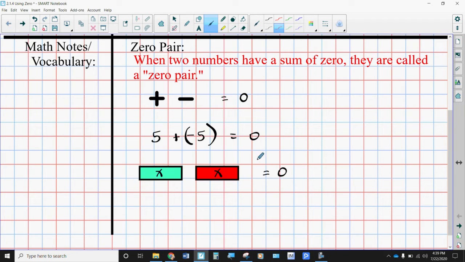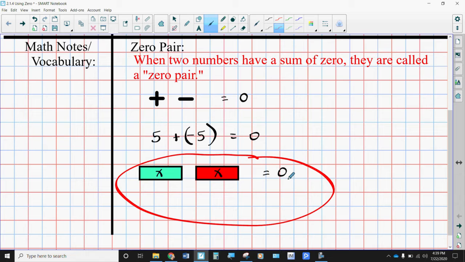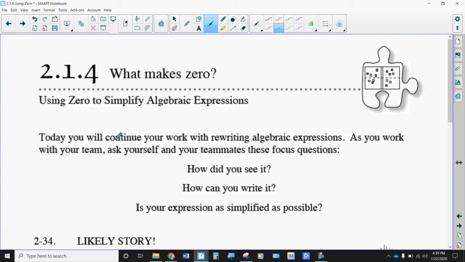And today we're going to be focusing on using the algebra tiles to find zero pairs. And once you have them as zero pairs, they can go away. And that's how you simplify these expressions. Okay, so today you will continue your work with rewriting algebraic expressions. As you work, ask yourself these focused questions. How did you see it? How can you write it? And is your expression as simplified as possible?